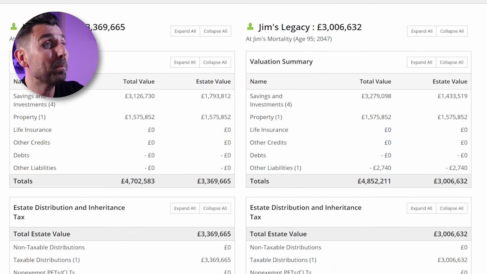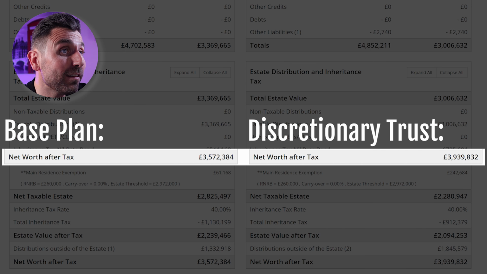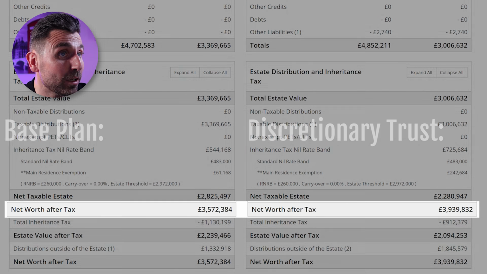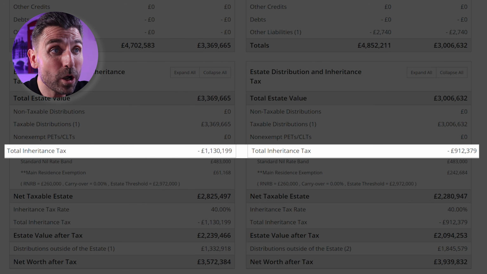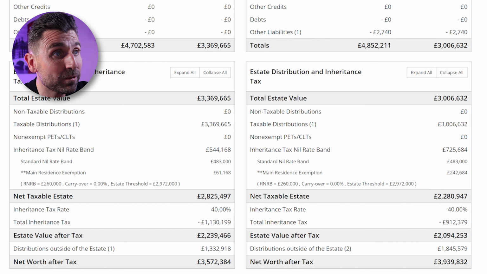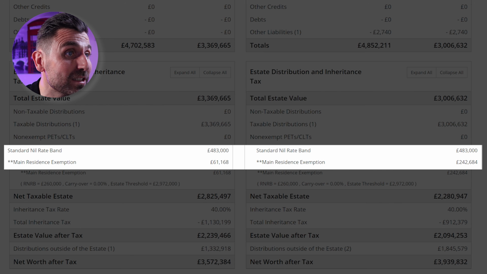Well, it makes quite a big difference and pushes it up from £3.57 million to £3.93 million, which is about a £360,000 improvement, which also includes a saving of around £218,000 over the timeline. The remaining difference comes from the higher projected growth from the investment bond compared to leaving the money on deposit. The interesting thing about the tax saving though is that part of it has been created by buying back some of the main residence exemption.